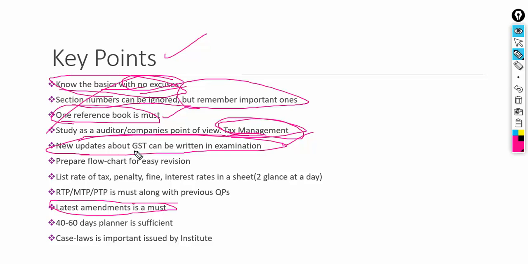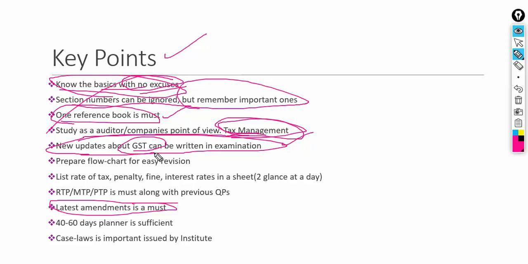However, in case you have found some new news related to GST, issued by the GST Council, and it is not applicable to your current term examination, don't worry. Just write as per the new GST Council updates, or the new notification that has been issued with regards to GST.